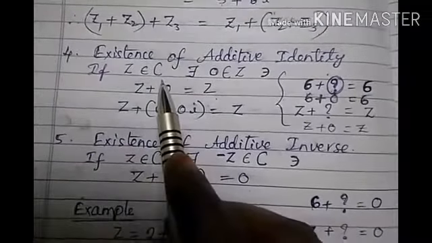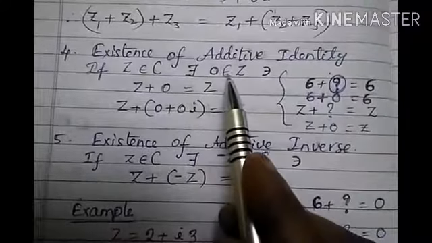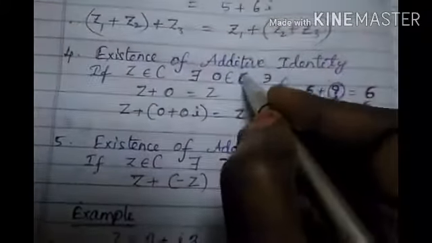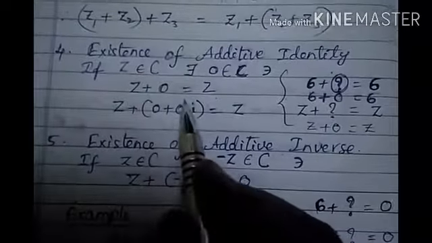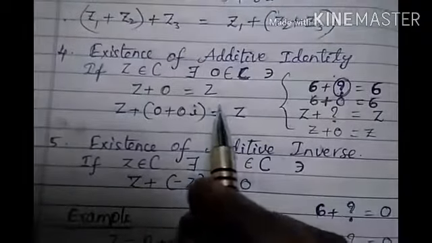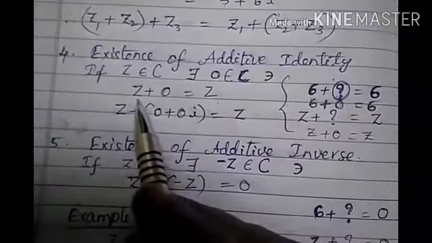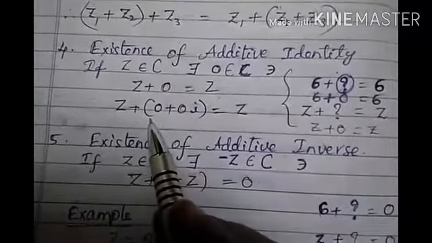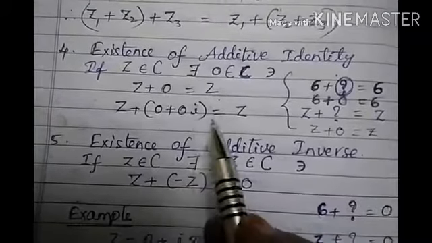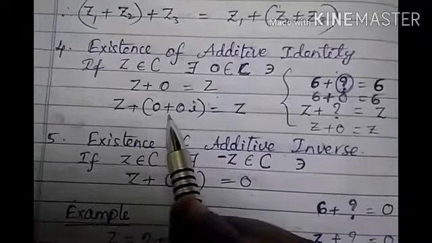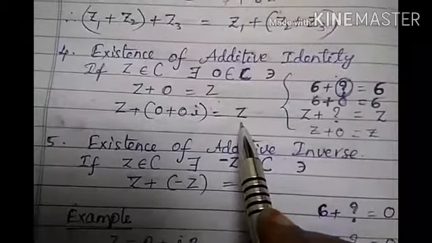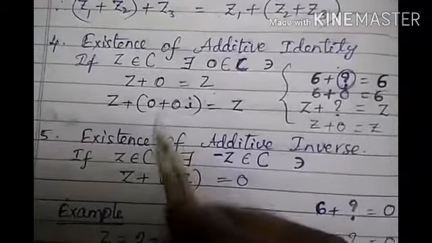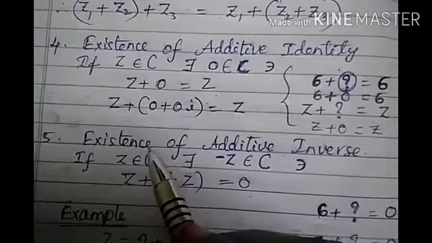If z belongs to C, there exists 0 belongs to C such that z plus 0 equal to z. Here we are talking about a complex number. So this 0 is represented as 0 plus 0i. Therefore, z plus (0 plus 0i) gives again z. This 0 is called additive identity.